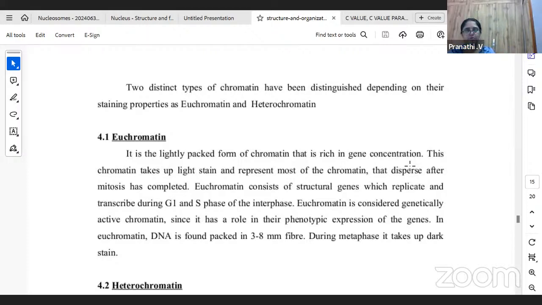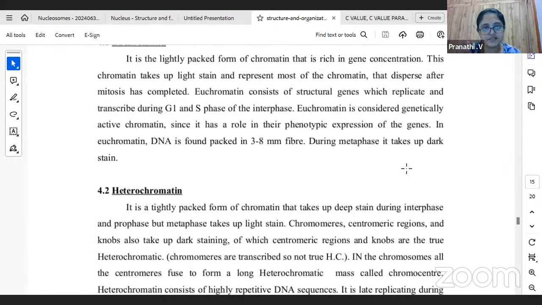So what is euchromatin made up of? Structural genes, so genes that encode for the structural framework, and it is the genetically active chromatin. In fact, it's around 3 to 8 millimeters fiber. I'm talking about millimeters now. And during metaphase, it takes up the darker state because it is going to become the chromatid. So if it is during non-replication time, then it is going to be euchromatin, lightly stained in fact, and it has the structural genes.